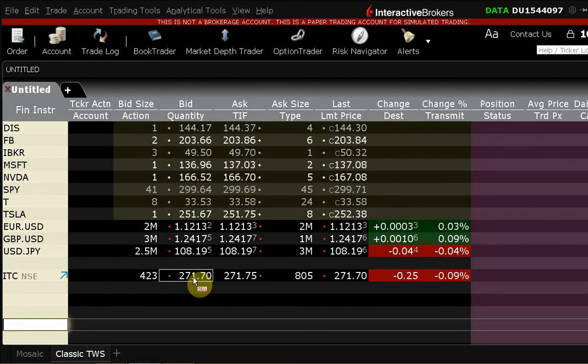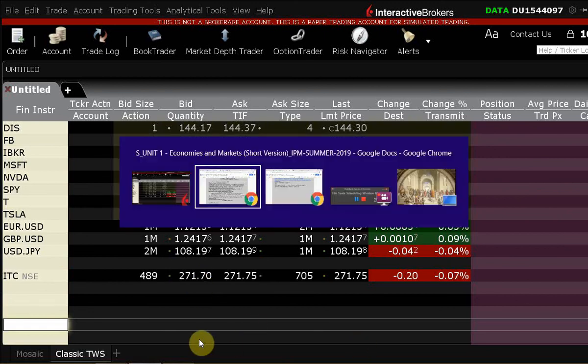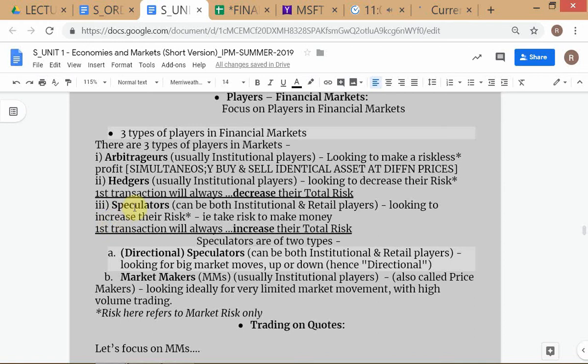And the settlement I already explained. If you go back to the old days and imagine it, it's the same underlying asset, common shares of ITC. Is this clear? Okay, all right. So we go back. We've done arbitrage. Now hedgers. Let me give you an example of a hedger and why we say they want to keep on decreasing their total risk.